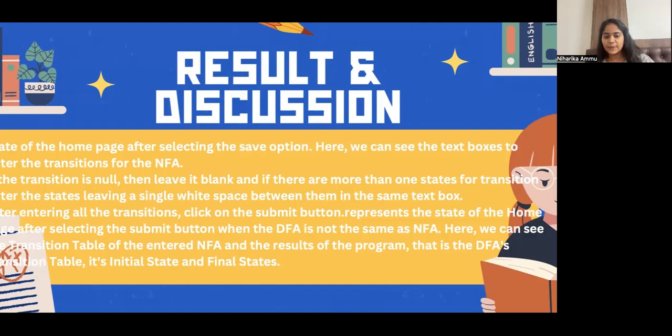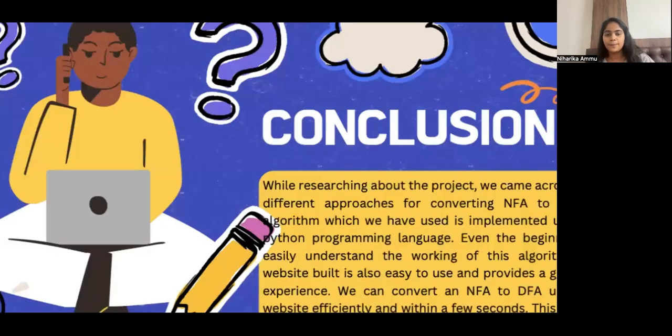After selecting the submit button, when the DFA is not the same as the NFA, here we can see the transition table of the entered NFA, the results of the program. Then the DFA's transition table, its initial state and final states as well.